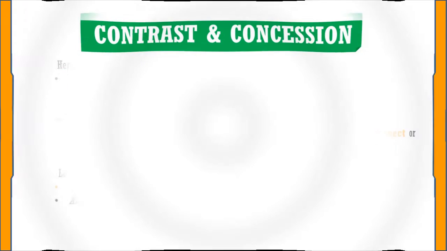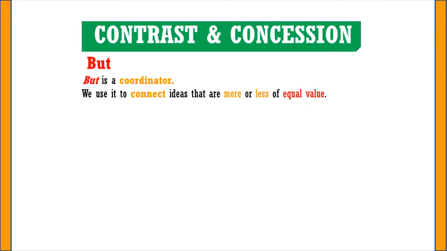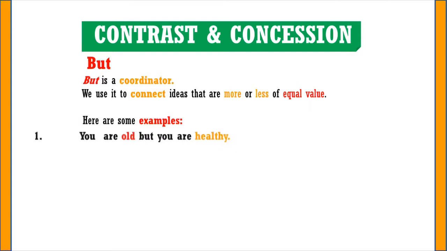Well, friends, now take a look at how and when these words are used in sentences. Let us start with but. It's a word that links two sentences with contrasting ideas and makes them a single sentence. For example, you are old, but you are healthy. You are old is one sentence, and you are healthy is another sentence. When you link these sentences with but, you are pointing out that there's a contrast between the two ideas. Old people aren't always healthy.